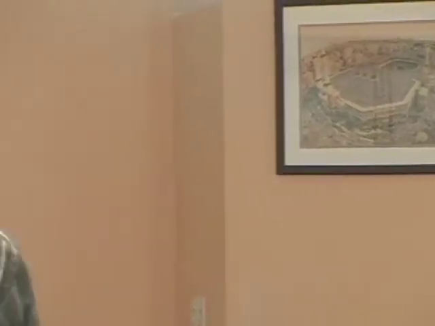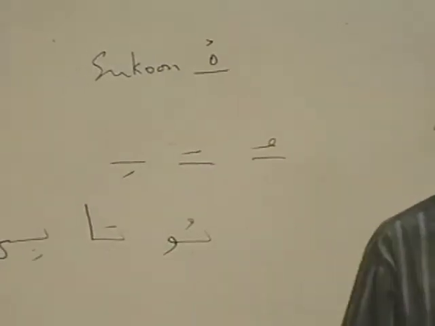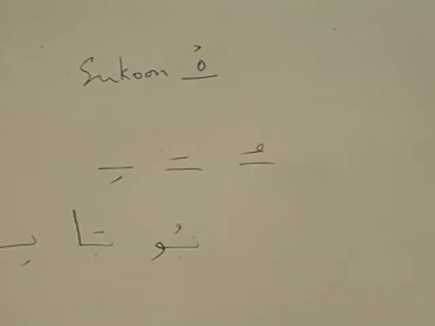Okay. Now, sukoon is not a vowel sign. What is sukoon then? Sukoon tells me that there is no vowel sign on the Arabic letter. Are you with me, brother? Okay. Where is the vowel sign here? On ba. What is on vav? It's a sukoon. Why? There is no vowel sign. Okay.